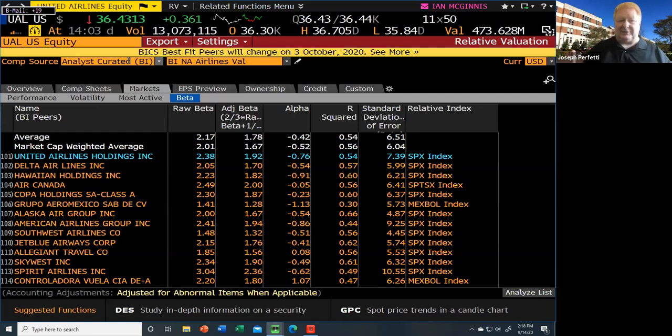But that's relative to an industry benchmark, because we're regressing against the S&P 500. So United and the entire list of companies is more sensitive, but United is even more sensitive than its peers. It goes up and down faster than the average airline on this list. That's the way to interpret the 2.38 against 2.01.